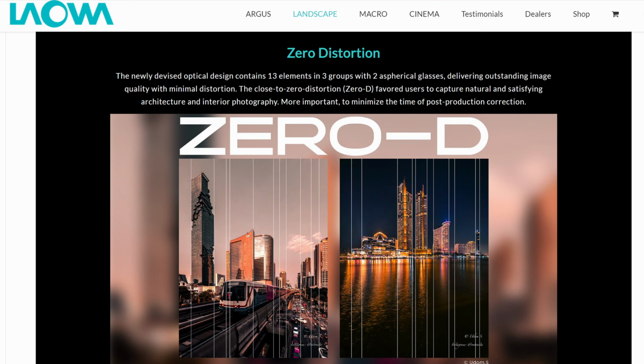LAOWA claims that the lens has zero distortion, that's the branding, 0D, but that's not true. When shooting straight lines, the lines didn't appear perfectly straight, they were a little bit curved. The distortion is minor, but it is still there. It can be easily straightened in post. I'm just saying that there is distortion. I wish LAOWA didn't claim that this lens has zero distortion.